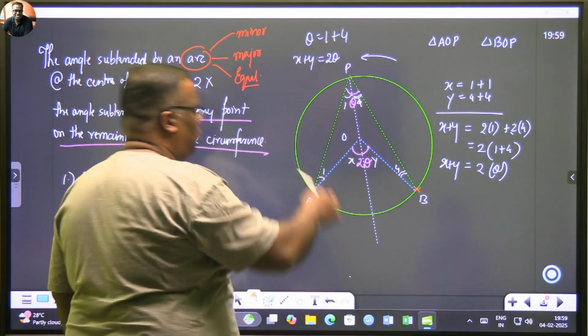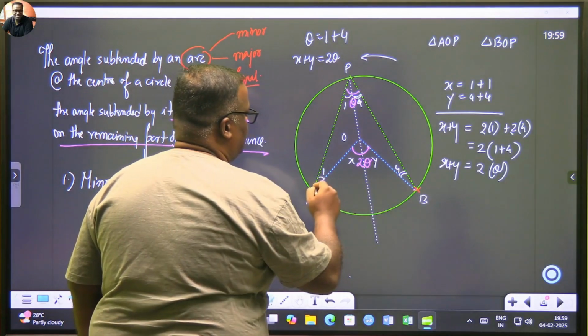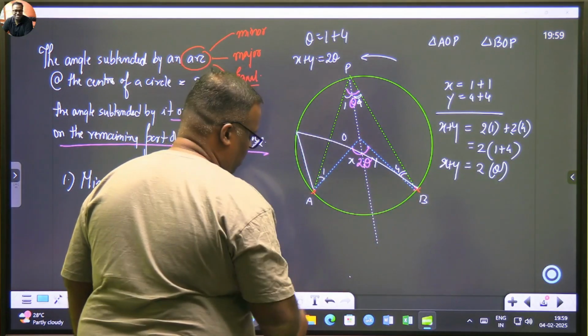P can be any point here. चलो P को यहाँ पे ले आओ. P can be any point. हाँ, P को यहाँ पे ले आने से कैसे इक्वल होगा? इक्वल नहीं होगा ना बेटा.